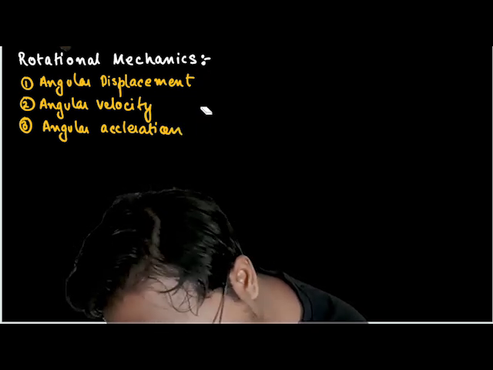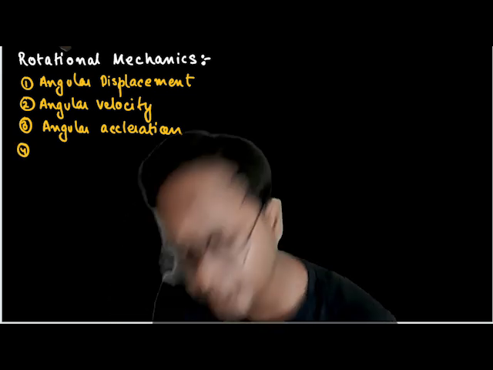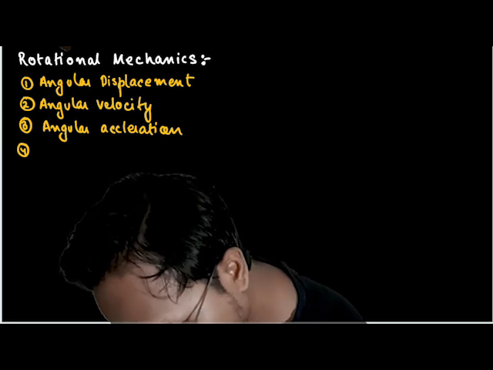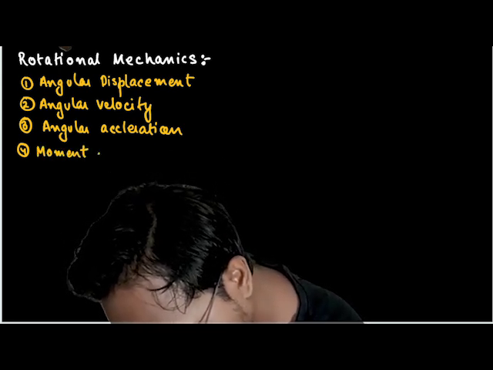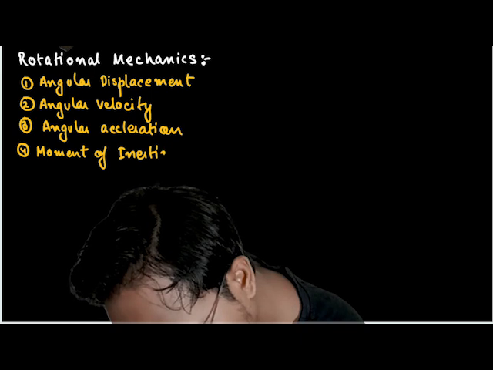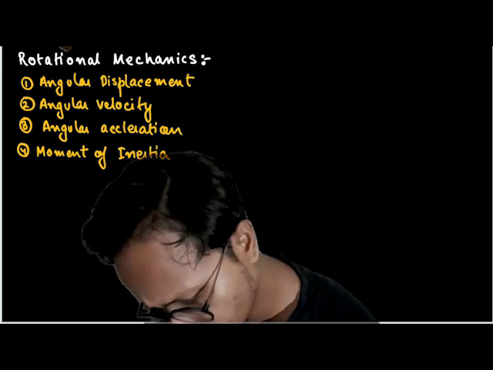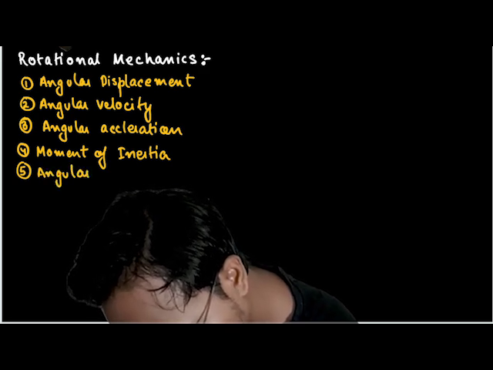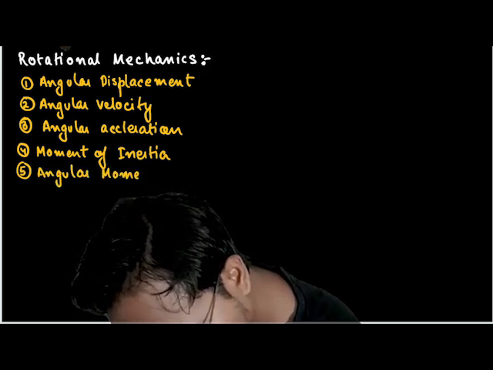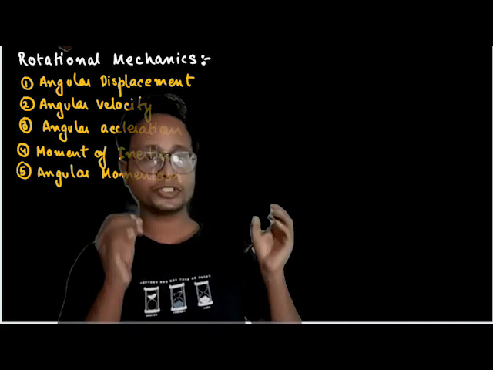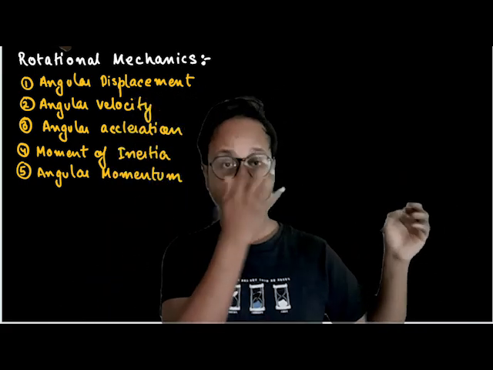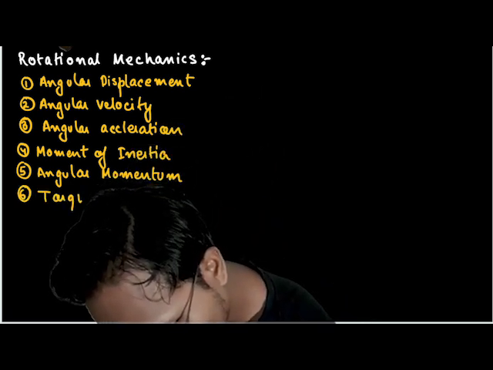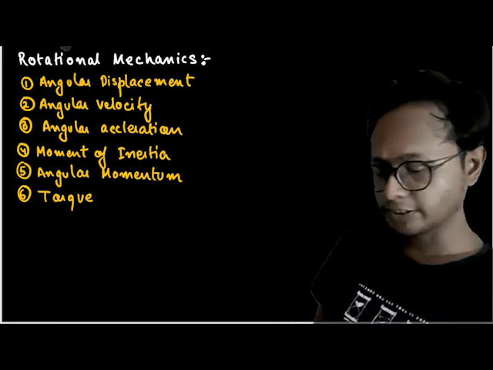After kinematics, what did we start with? Dynamics. What is the first thing that we learned in dynamics? The concept of mass. The equivalent of mass in rotational mechanics would be moment of inertia. After that, what was there? Momentum. The equivalent of momentum here would be angular momentum. And what is the equivalent of force? The equivalent of force here would be torque. So these are the parameters that we're going to learn in rotational mechanics.